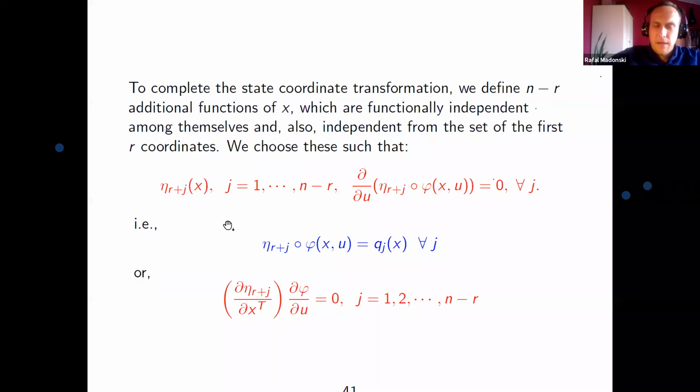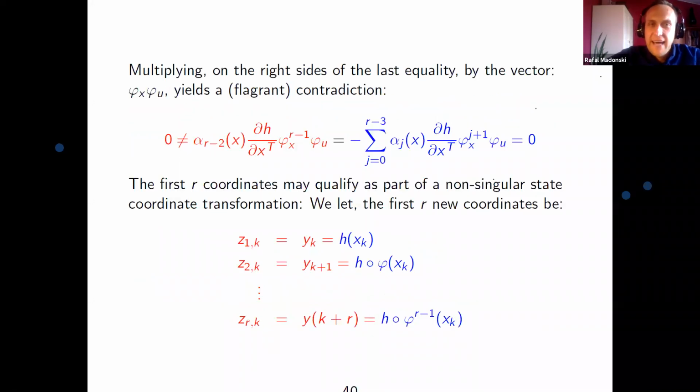Is there any physical interpretation of those additional functions that we have to design? For example, in the case of mechanical systems, are there any guidelines on how to choose those functions?